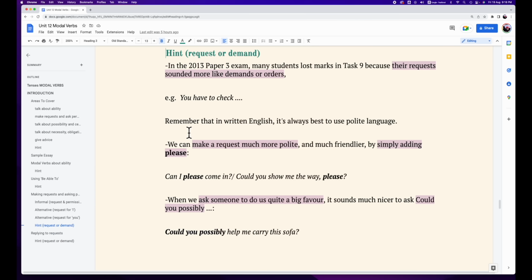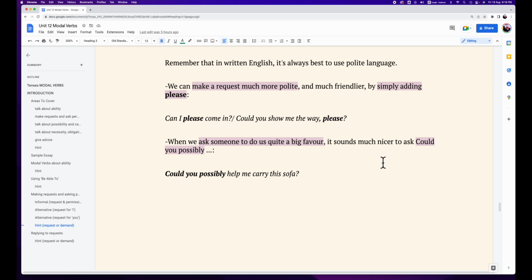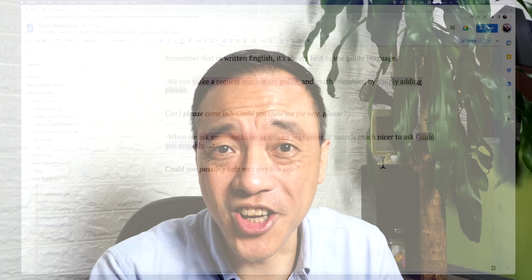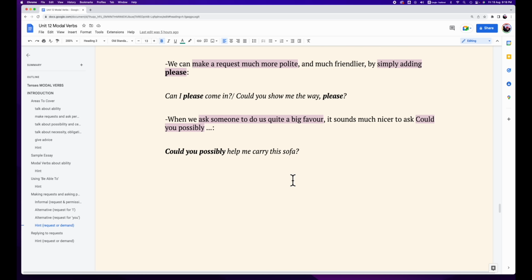Let's take a look. We can make a request much more polite or much more friendly by simply adding please. For example, can I please come in? Could you show me the way, please? If we want somebody to do us a big favor, how could we say it? Let's take a look. When we ask someone to do quite a big favor, it sounds much nicer to ask, could you possibly help me carry this over? Of course, it must be a very big favor.